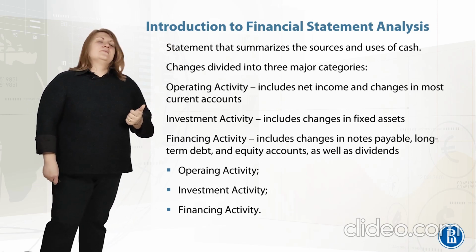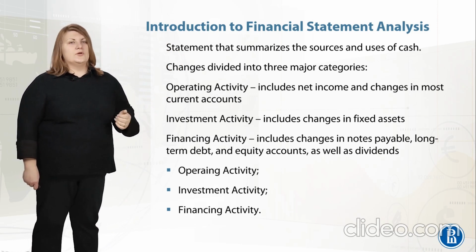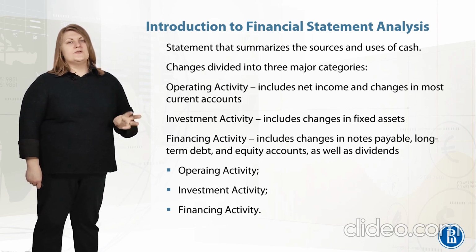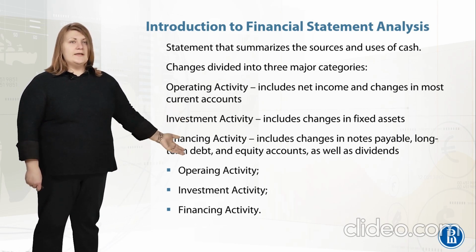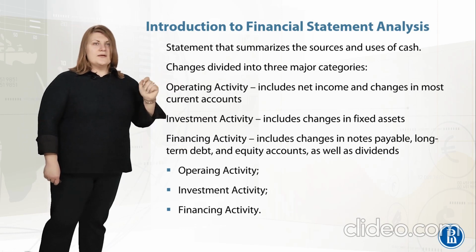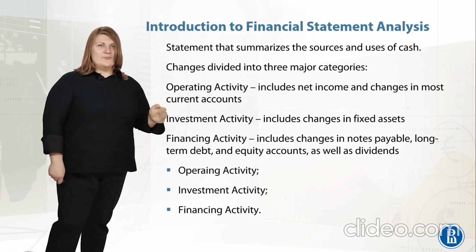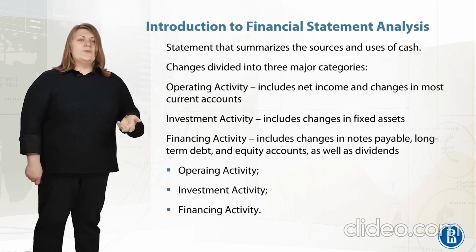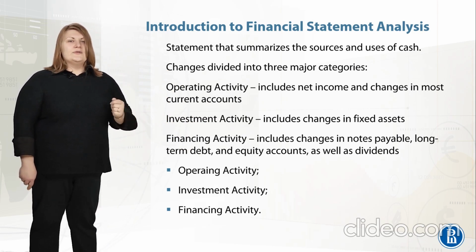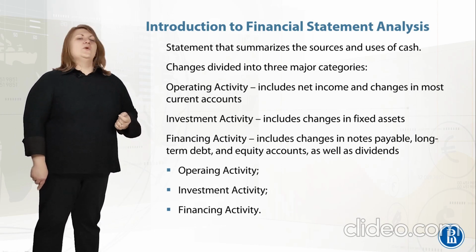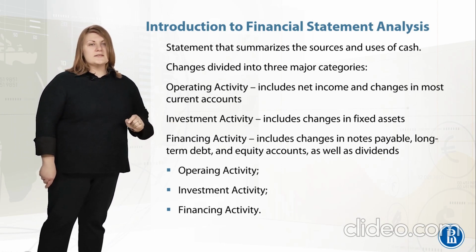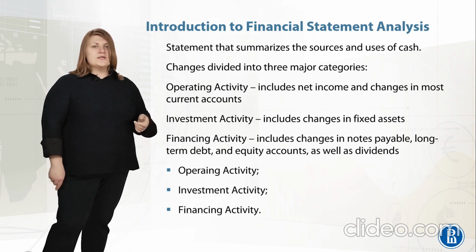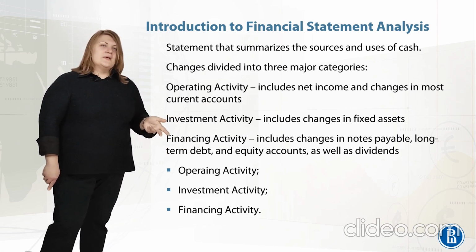The changes in the financial statement of cash flows will usually be divided into three major categories: operating activity, investment activity, and financing activity. Remember these three different activities represented in cash flow from the previous lecture? Operating activity usually includes the net income and changes in most current accounts. Investment activity includes changes in fixed assets, and financing activity includes changes in notes payable, in long-term debt, in equity accounts, as well as in dividends.